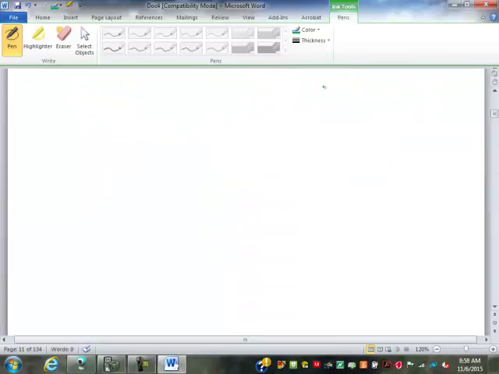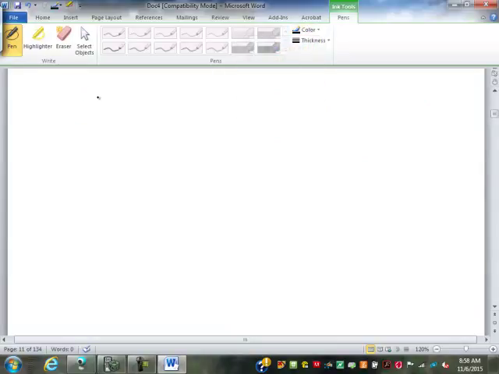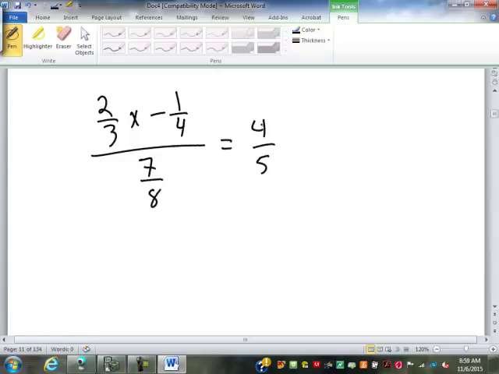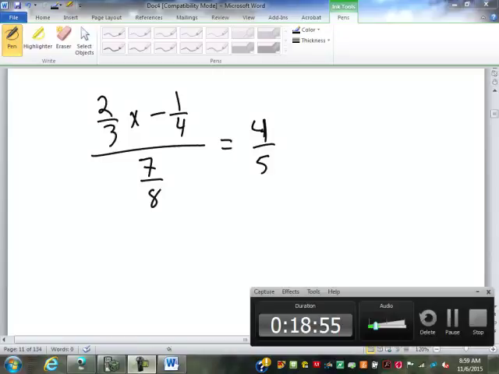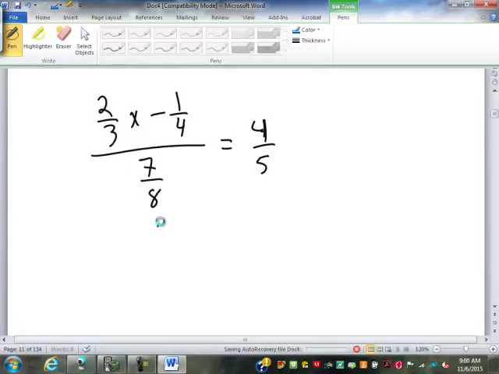How about this one? I want you to try this one in your notes. See if you remember how to do that one. So where do we start? Well, times the 7/8. Get rid of that, right?